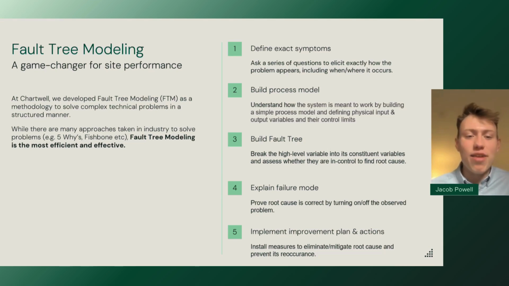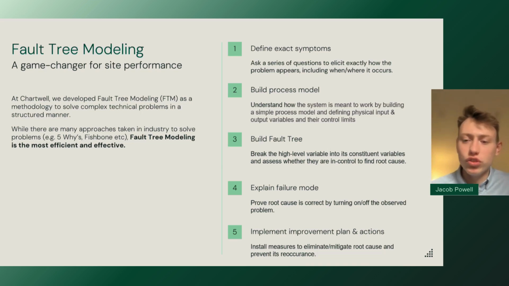And in this third step, we take the high level problem variable that we've identified in question 1, and we use the physical variables that we've identified in question 2, and we can break down this problem variable into its physical constituent variables. Now, what we're able to do at this point is go through each layer of variables and very easily say whether a variable is in control, out of control. And by doing this, we can quickly descend a tree of variables and we can find the root cause.